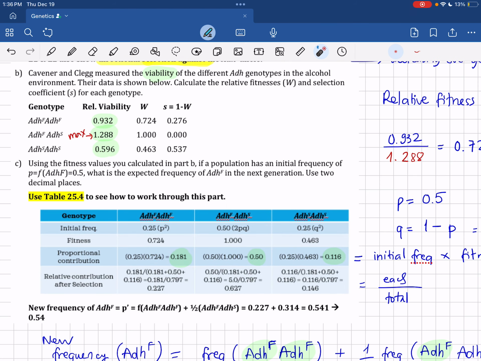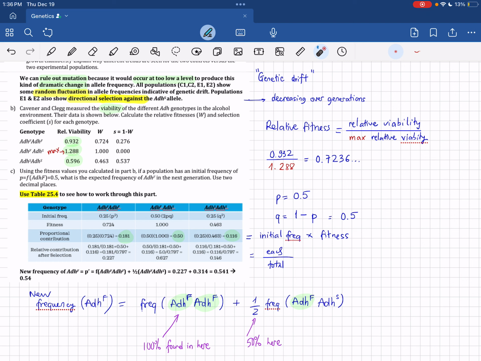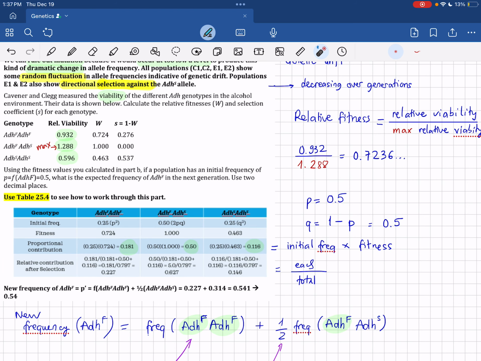Okay, so how can we find this W? By definition, W, the relative fitness, is just equal to the relative viability divided by the maximum value. To get this value, you just find the maximum among these 3, which is 1.2. Then for this one, 0.932 divided by the maximum value, then you found this one. So that's the relative fitness. Basically, that's the survivability compared to the maximum one.